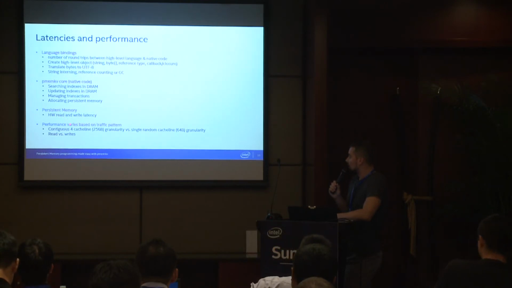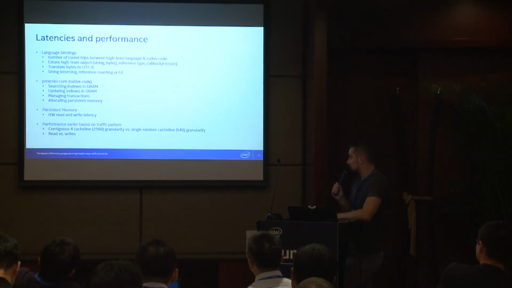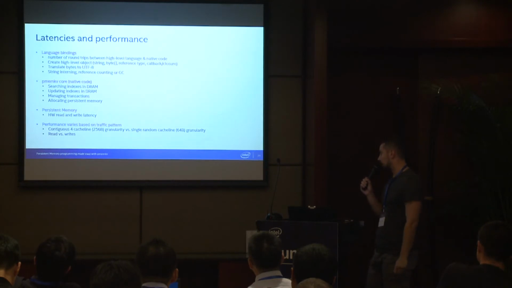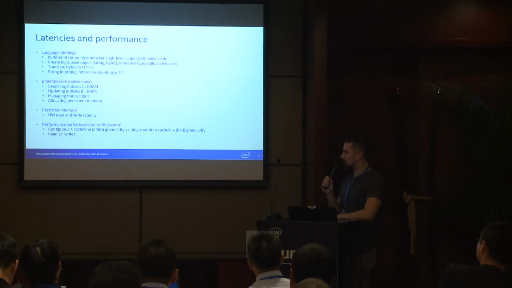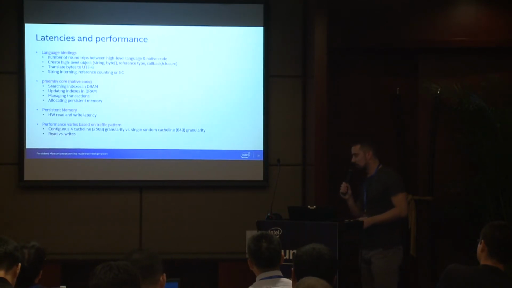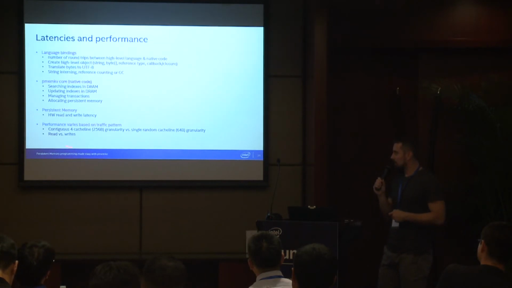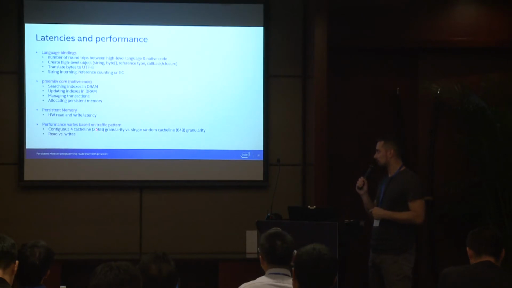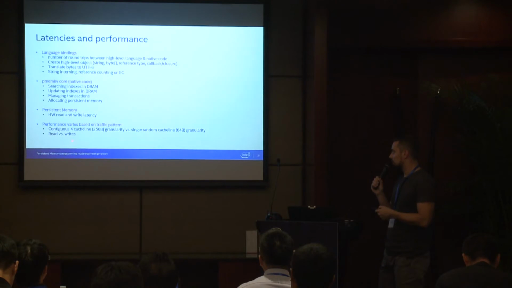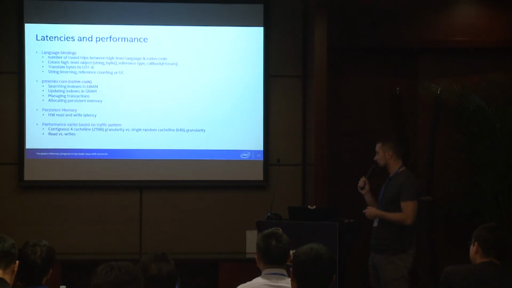And another source of latency and difference in performance is that performance varies based on traffic pattern. We have something called ECC block in persistent memory, and it means that the fastest possible bandwidth we can get is for workloads equal to 256 bytes. And again, read versus write latency.